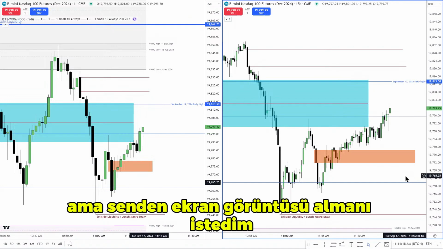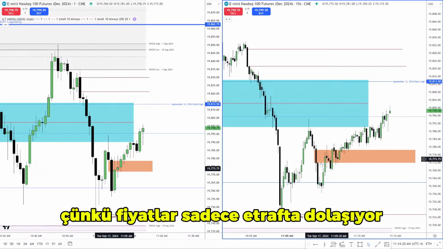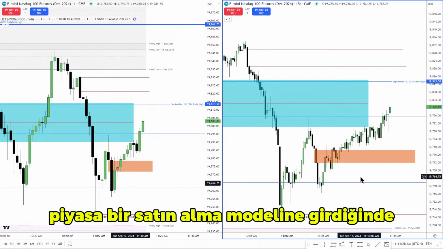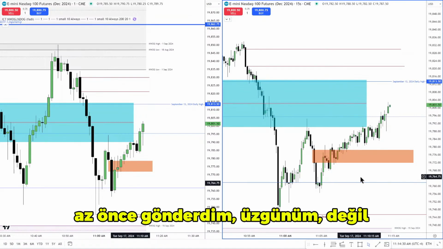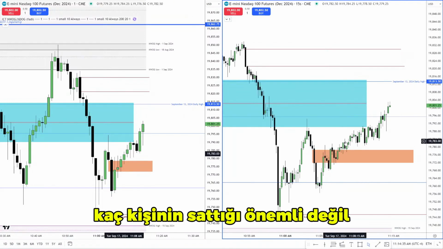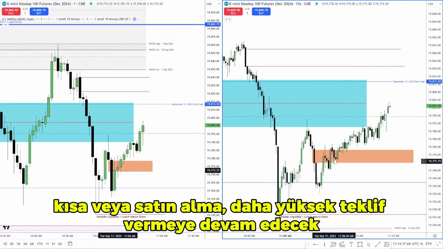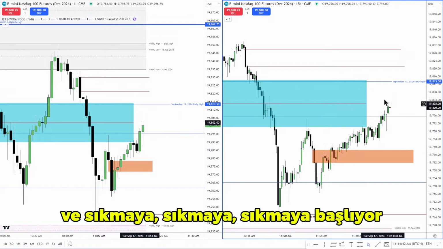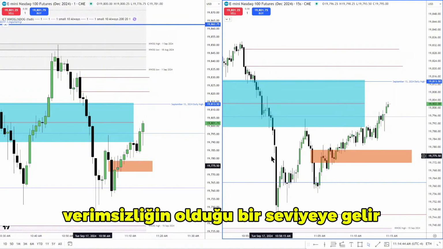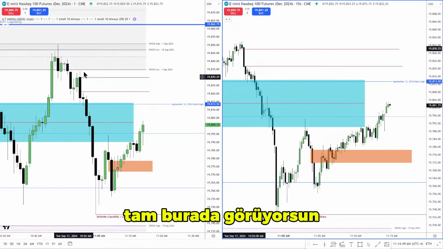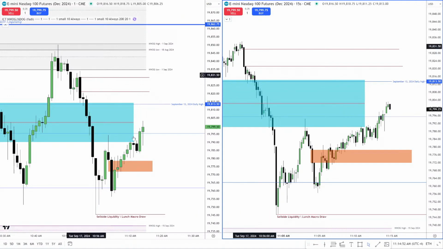But I asked you to take a screenshot because of the way prices just meander around. That is what happens when the market enters a buy model. It's a buy program where it just starts ticking higher. It doesn't matter how many people are selling short or buying. It's just going to keep offering higher prices, and it starts squeezing and squeezing. Then as it gets to a level where there is inefficiency or liquidity, on the 1 minute chart, you see it right here. That's that short-term high.